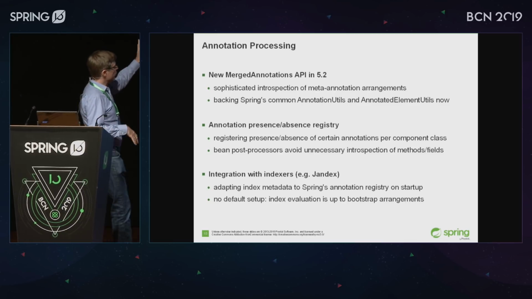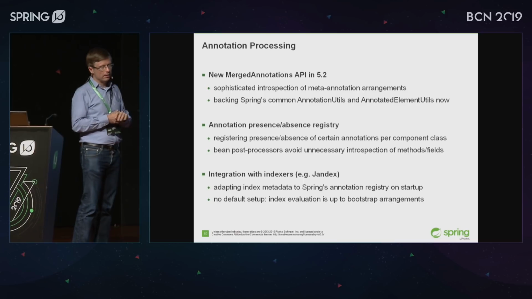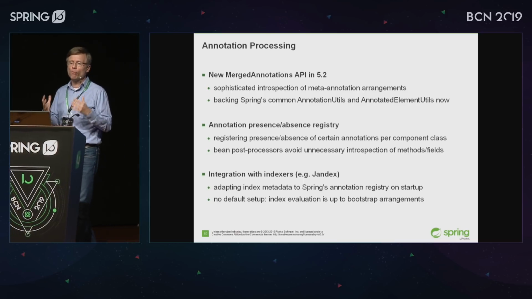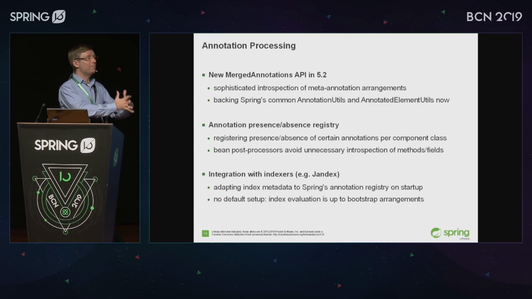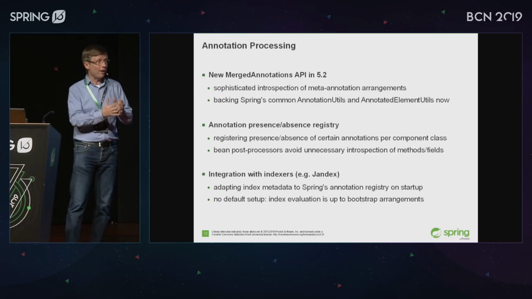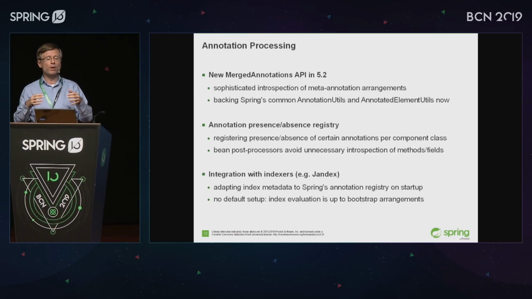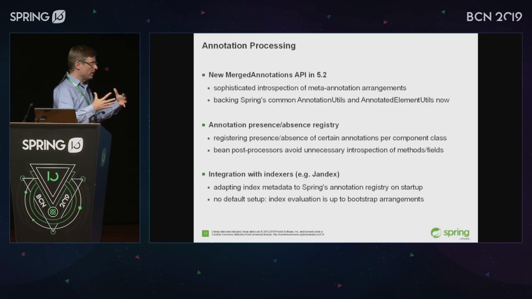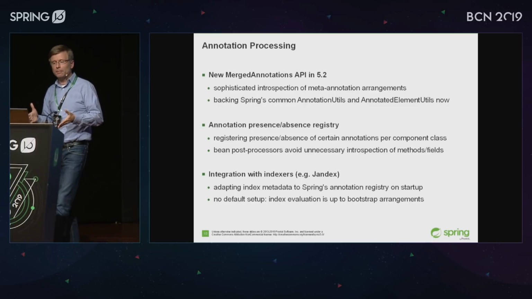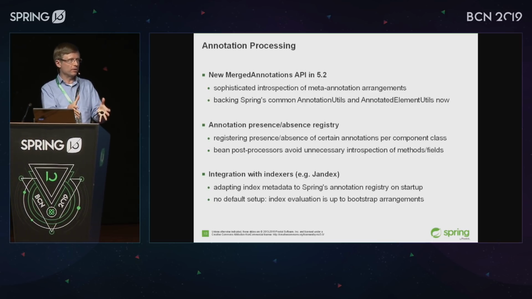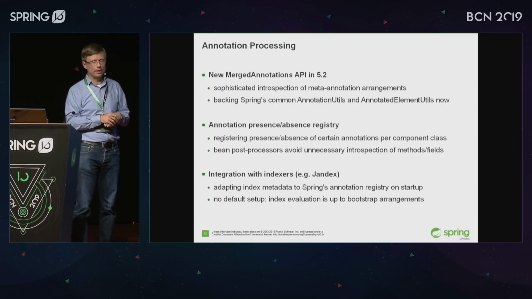The merged annotations API is already in 5.2 M2. Coming up in M3, or at the latest in RC1, is some form of an annotation presence registry. More importantly, an annotation absence registry, where if you know that certain classes of yours, certain component types, or even certain packages of yours, have no such annotation to be found in there, you should be able to register a hint with the runtime system that we don't even need to bother looking at those types for those particular annotations.